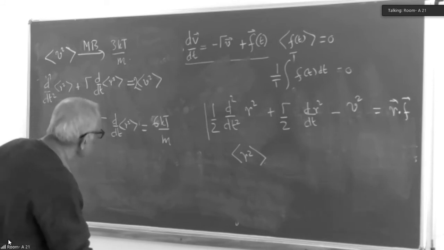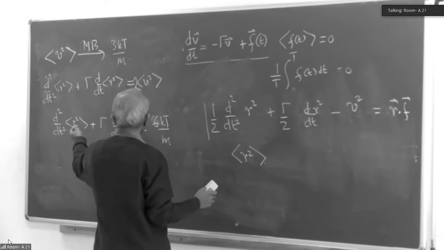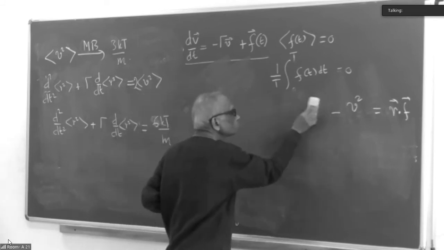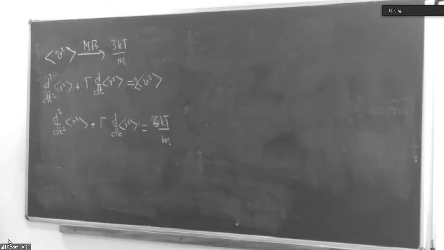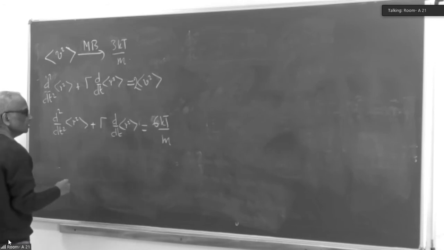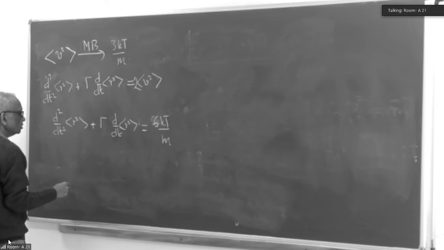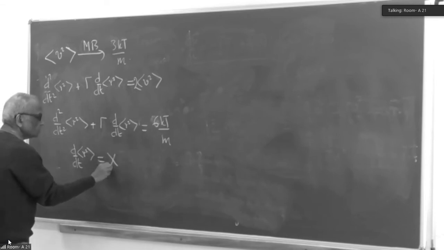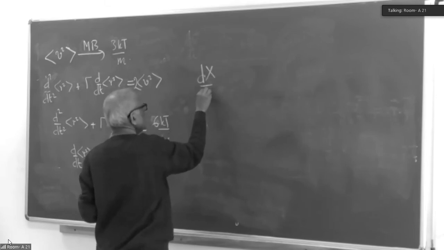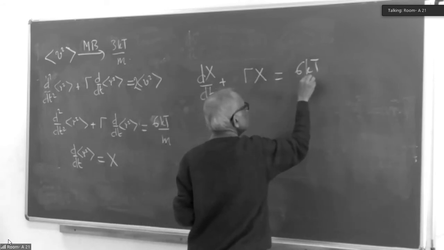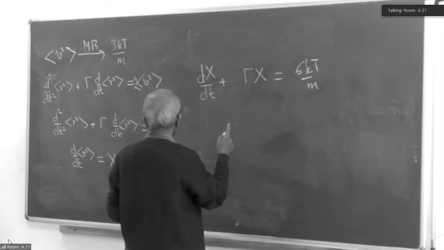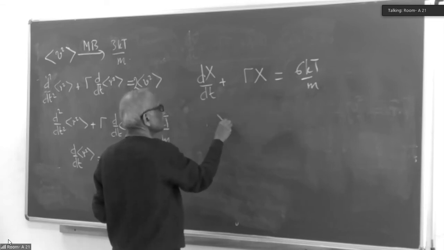So it is d/dt of this. So now, all right, now something which I can solve. It is a first order equation in terms of d/dt of average R square. If I call this x, then this is dx/dt plus gamma times x is equal to 6kT over m.